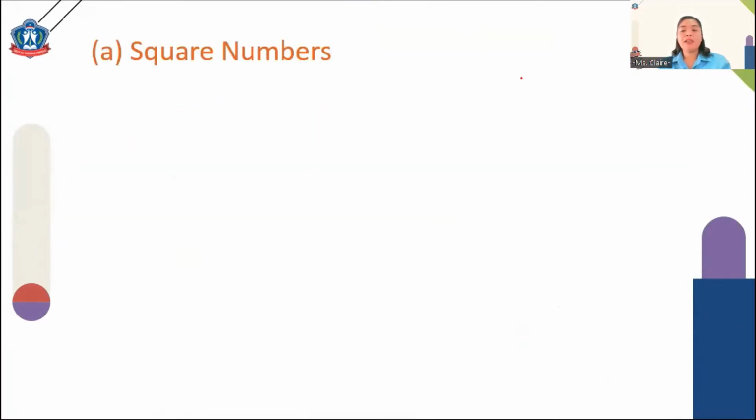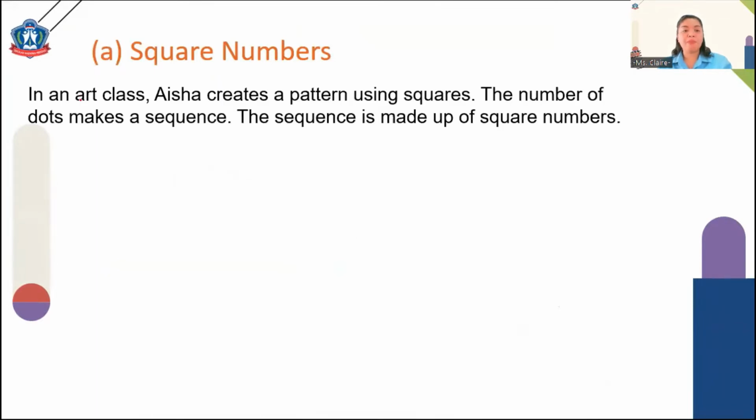Now let's study square numbers. During your Math 4, this lesson was already introduced, but now let's review one more time. In an art class, Aisha creates a pattern using squares. The number of dots makes a sequence. The sequence is made up of square numbers. So again, what are square numbers?